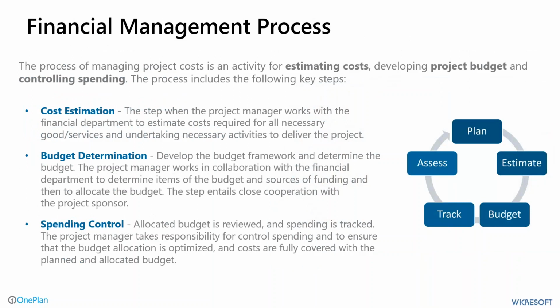So the financial management process is really the process of ultimately estimating the cost initially, developing a project budget, and then controlling spending as we execute on the projects during its active life cycle. So the cost estimation is generally the step where the project manager works with the financial department and other related folks to estimate the cost for all the necessary things needed to deliver successfully on a project.